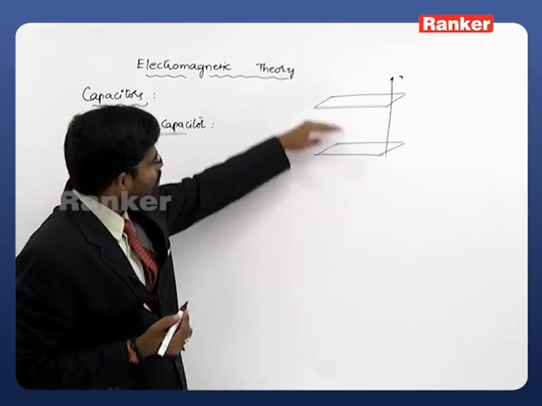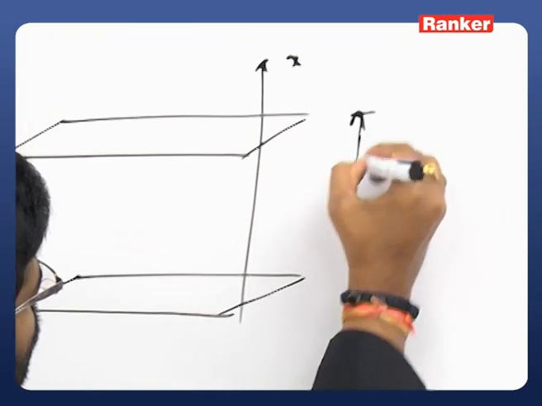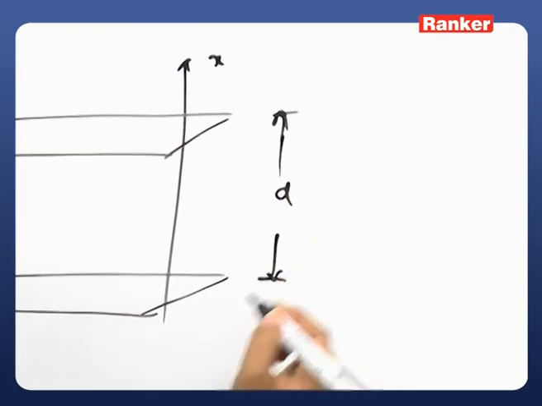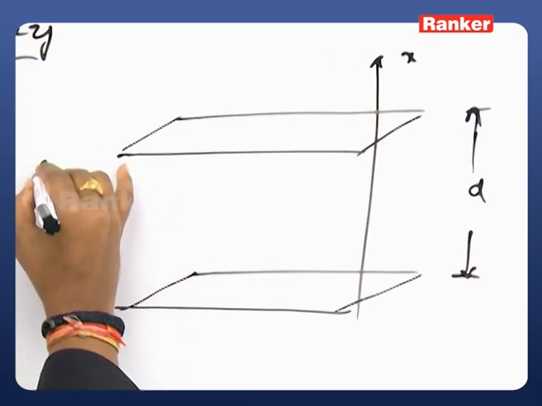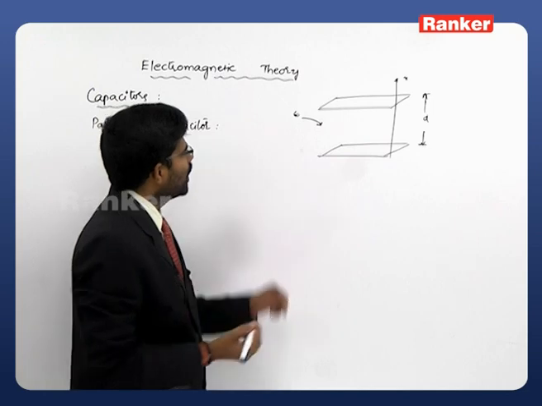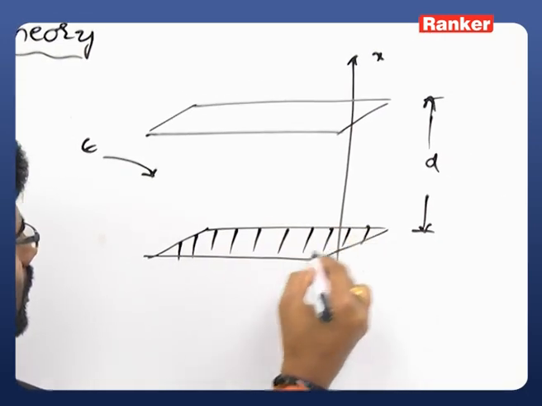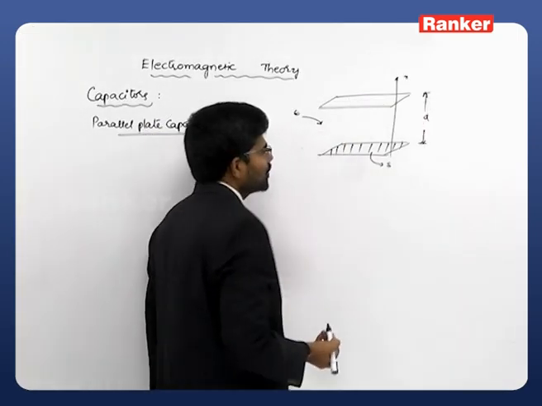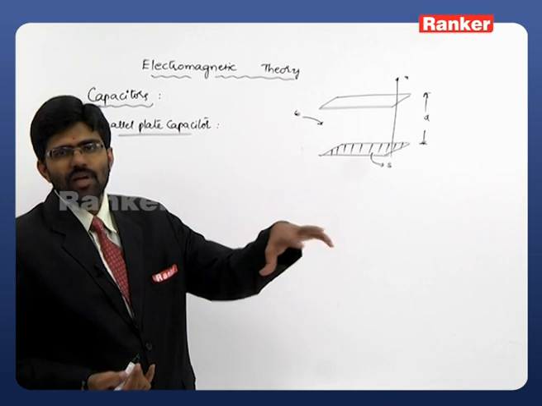Let us take the distance between these two plates as d, and the space between these two plates is filled with some dielectric material with permittivity epsilon. Let us consider the cross-sectional area of these plates as S. So here, simply, we are trying to observe the capacitance of a parallel plate capacitor.